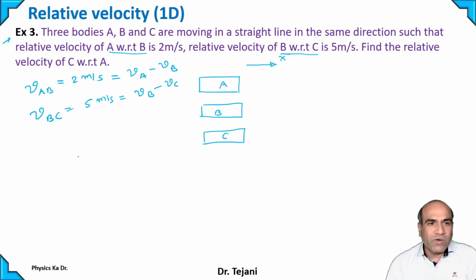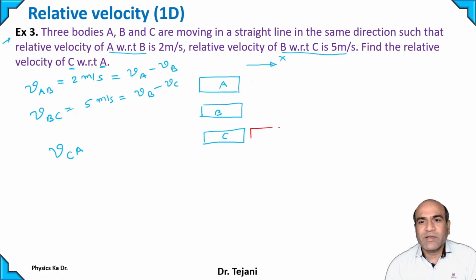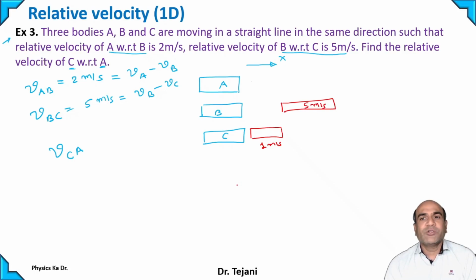What we need to find is velocity with respect to CA. C letter is coming first, A is coming second. Fine. Let us just resolve graphically. First, what is mentioned here? The relative velocity of B with respect to C is 5 meter per second. Say for example, C is moving maybe 1 meter per second. So B should move 5 meter per second. Yes or no? B should move 5 meter per second.